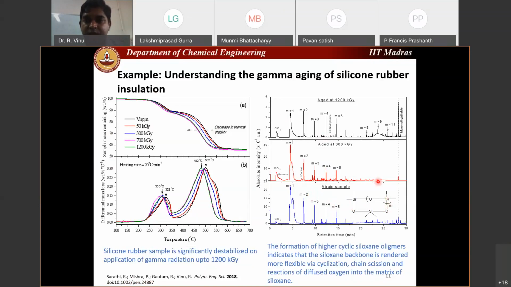You can see that as the material is aged, the number of units in the cyclic ring of this silicone material increases. That points to the fact that there is significant degradation, or scission and recombination, of a lot of these different Si-O bonds in the material when you subject it to gamma radiation.